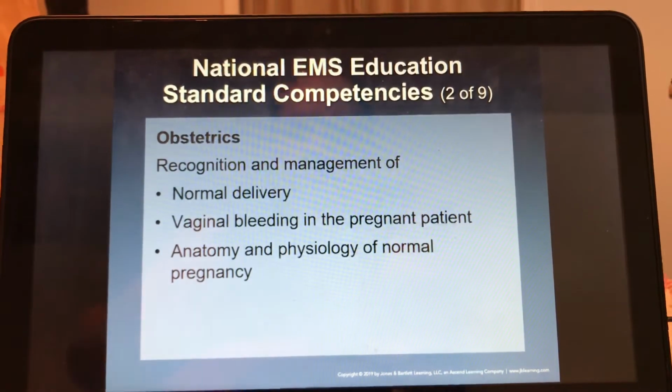Obstetrics. Let me first start by saying a disclaimer. Like I said last week, I am not a woman. So with that being said, I don't know any of this stuff firsthand, but I will tell you that when dealing with obstetrics, the majority of the time, delivery is normal. It's going to happen regardless of whether you're helping the pregnant mother or not.